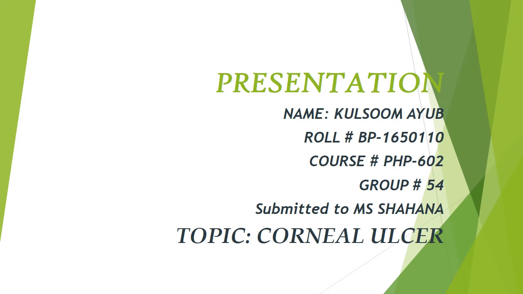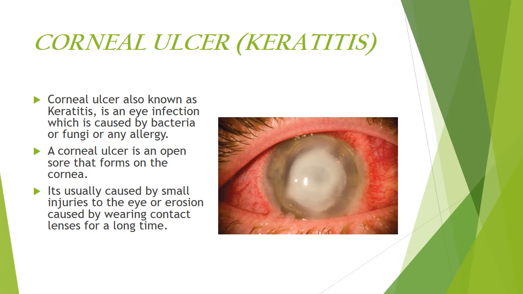The topic is corneal ulcer. Now, first we will discuss what is corneal ulcer. Corneal ulcer, also known as keratitis, is an eye infection which is caused by bacteria or fungi or any other allergy. Basically, corneal ulcer is an open sore that forms on the cornea. It's usually caused by small injuries to the eye or erosion caused by wearing contact lenses for a long time.